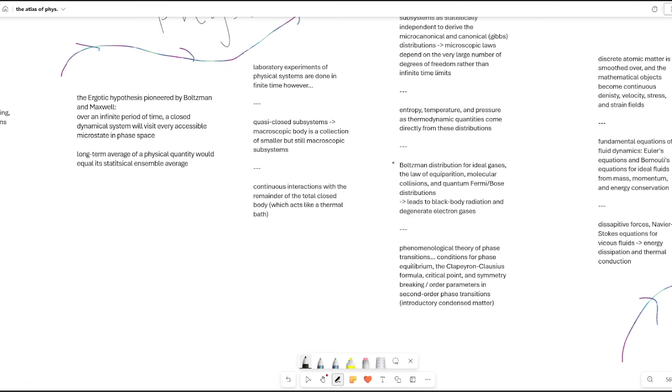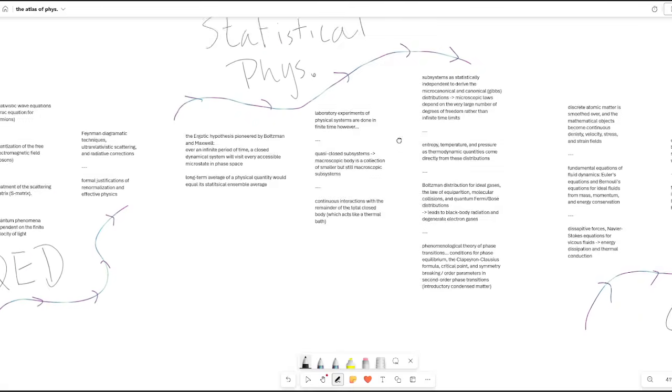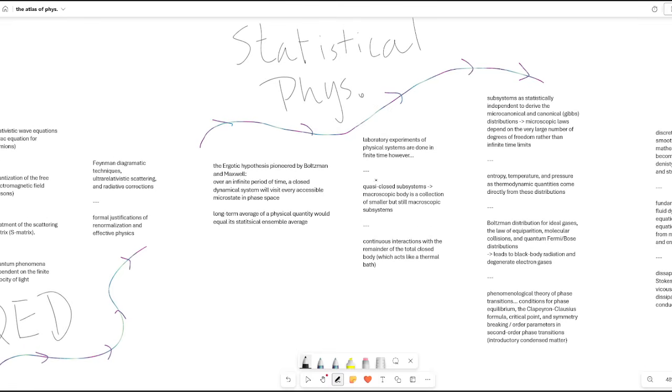All of these things are going to lead to the development of this kind of more quantum statistics, leads to the development of blackbody radiation and degenerate electron gases. And then also the order parameter theory, phase transitions, conditions for the Clapeyron-Clausius formula, critical point, symmetry breaking, order parameters. All of these things kind of get covered in the realm of statistical physics.